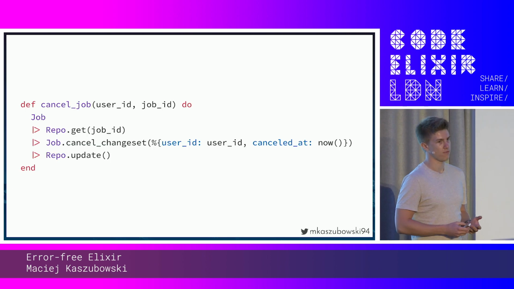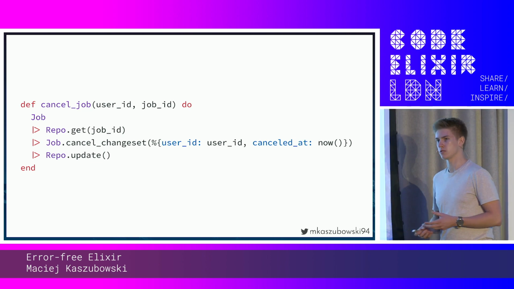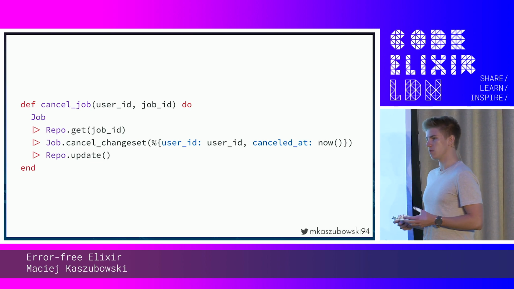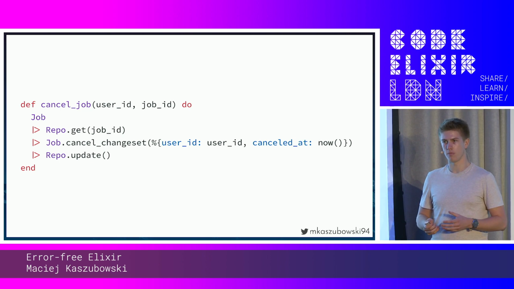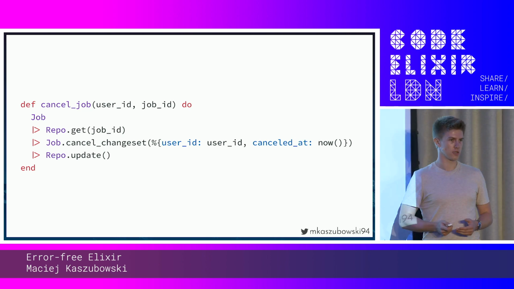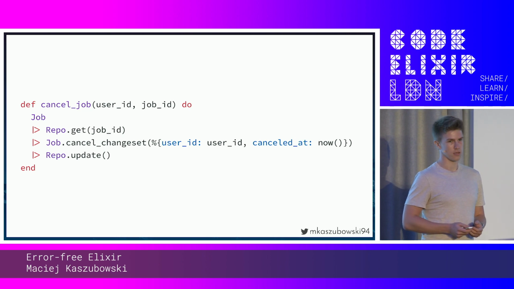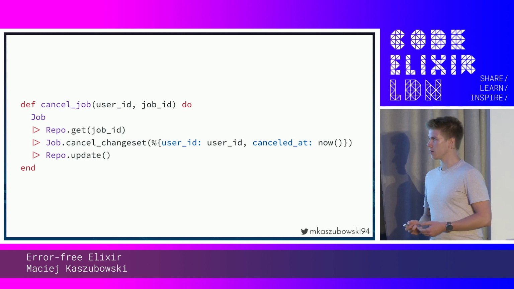We have a simple function that is used to cancel a job, a thing that may happen in almost all systems. Pretty simple logic. We take the job from the database, set some fields, and save the job back to the database. And obviously, we cannot ship that code to production. We know that we cannot assume that everything will go fine. We have to assume that something may go wrong.